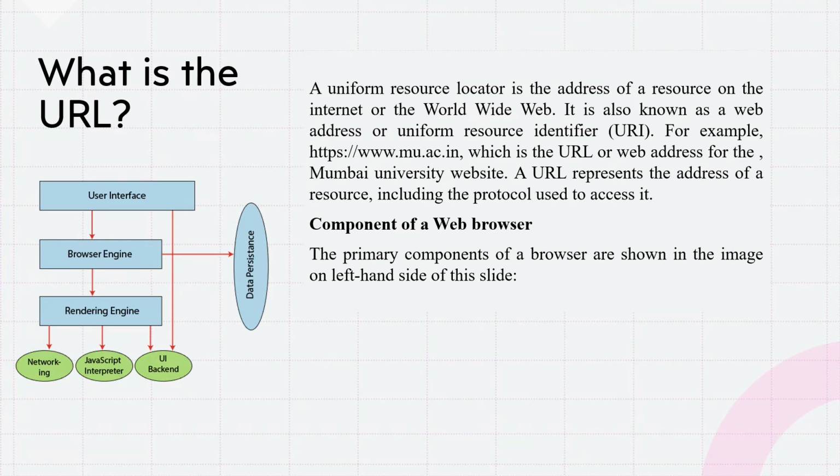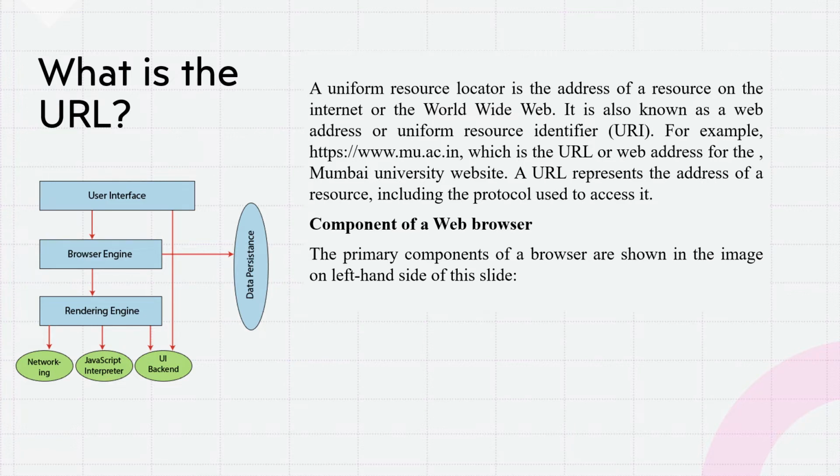Now, we come to something known as what is a URL. A uniform resource locator is the address of a resource on the internet or the World Wide Web. It is also known as a web address or uniform resource identifier, URI. For example, https://www.mu.ac.in, which is the URL or web address for the Mumbai University website. A URL represents the address of a resource, including the protocol used to access it.